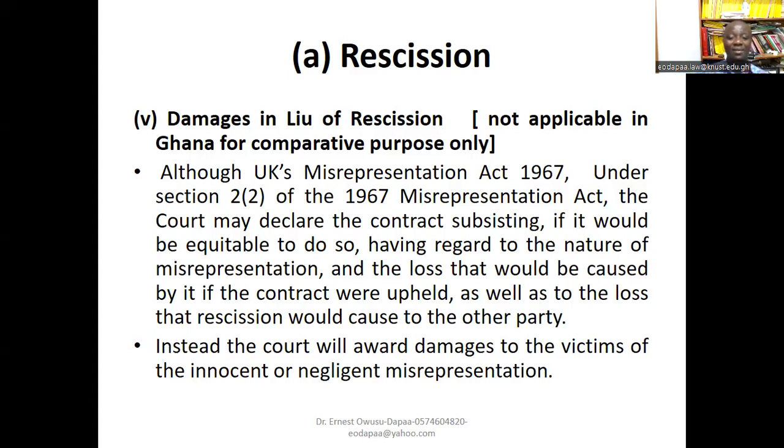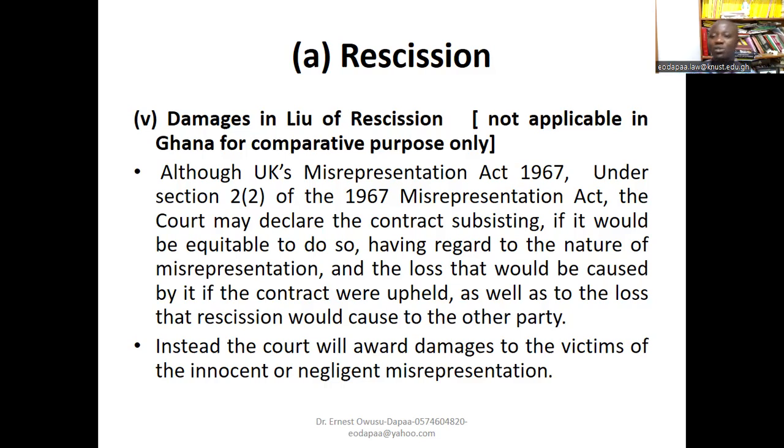So instead of letting the automatic approach of equity that once rescission is made out, you can actually have the contract rescinded for good reason, where the court considers it equitable to do so, having regard to the nature of the misrepresentation and the loss that will be caused by it if the contract were upheld, as well as to the loss that rescission will cause to the other party. The court will weigh all this and say that, should we allow the contract to be set aside? If we are to allow the contract to be set aside, to be rescinded, what are some of the negative consequences?